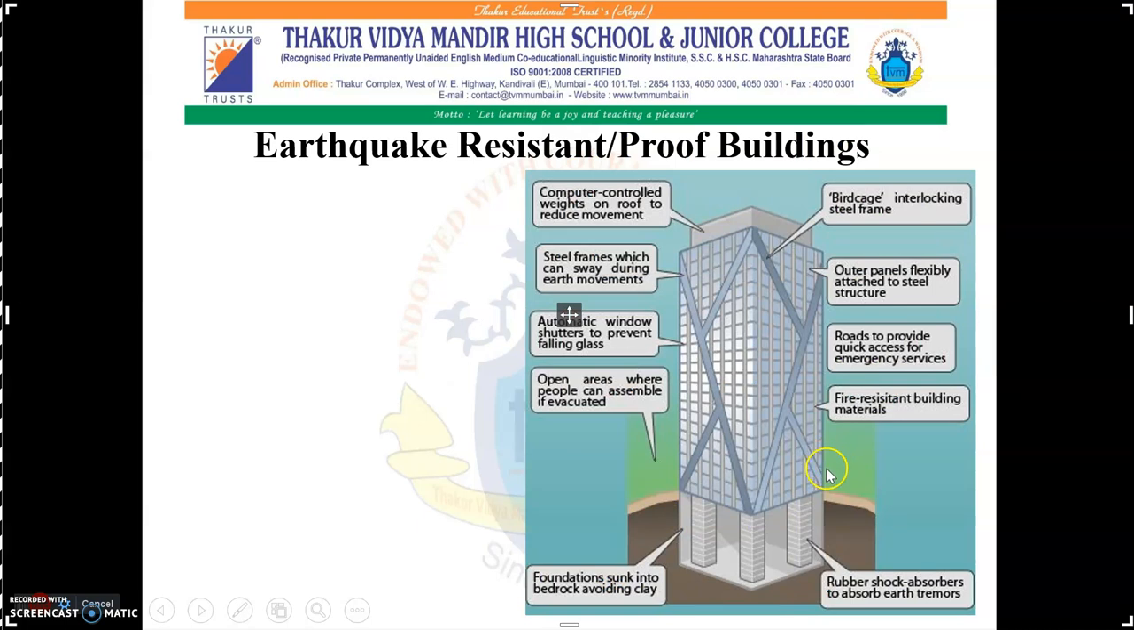Now, earthquake resistant or earthquake proof buildings. The constructions which do not get damaged due to earth movement up to a certain limit are called earthquake resistant buildings. To construct tall buildings, the Indian Standards Institute has made some codes of conduct. Buildings are constructed as per IS 456 and earthquake resistant constructions are performed as per IS 1893 and IS 13920 criteria.